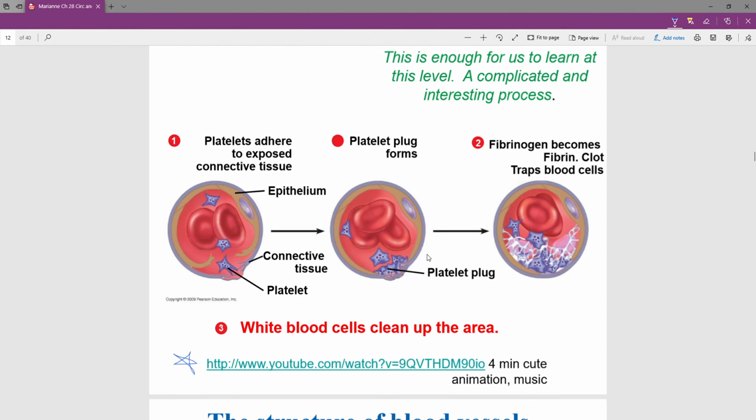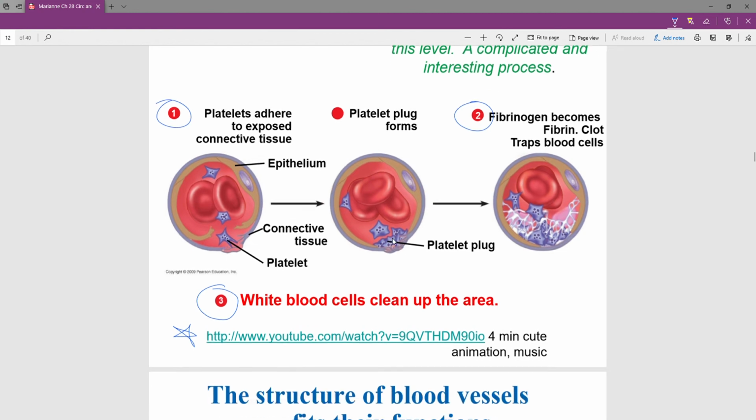This is really an illustration or a picture of what's happening and the three key steps to this. I think I filled pages and pages of notes with all of the cofactors that are required for the biochemical process. So we're going to keep it simple with the platelets forming a plug, fibrinogen becoming fibrin, and the white blood cells cleaning up the area.